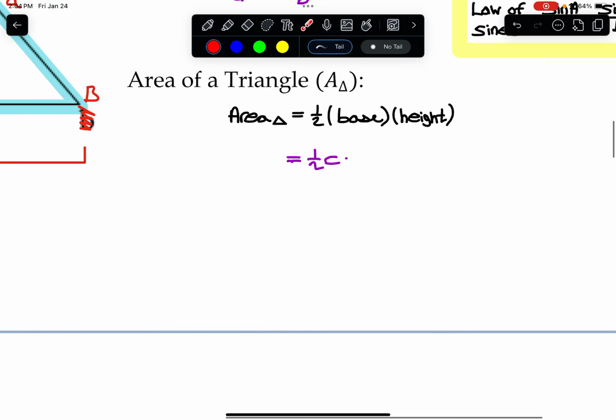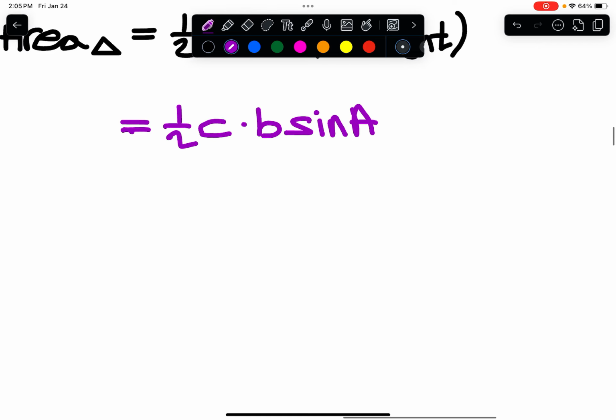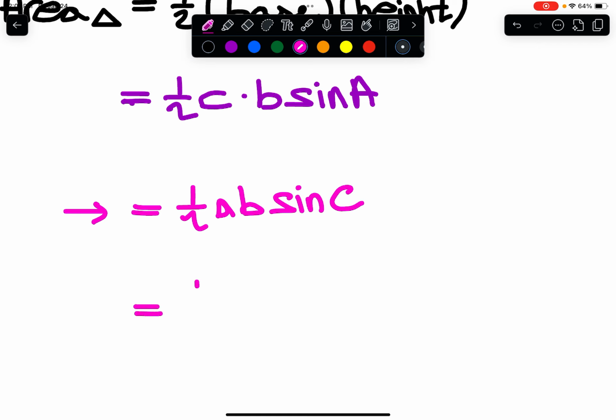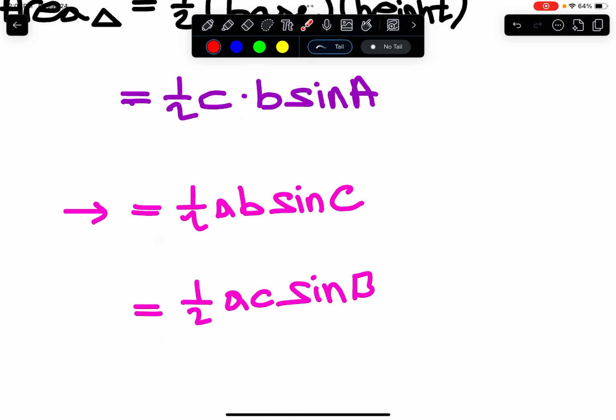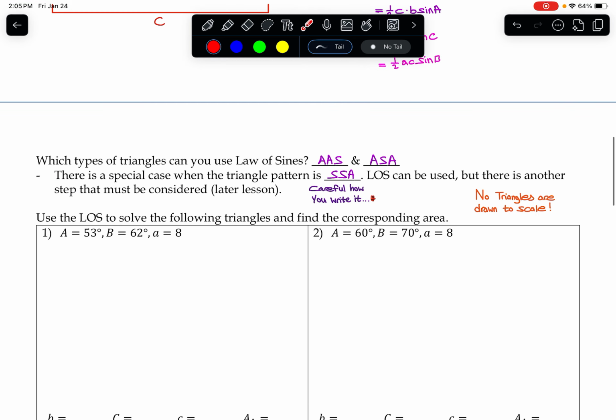So it doesn't really matter which one you do. So there's going to be different variations. So I'll do like B sine of A. But because there's multiple variations, this is only one way to write it. So you can actually rewrite the law of sines using a couple different other variations. So we can also do it as 1/2 AB sine C. And then we can also do AC sine B. So all three of these equations will work when you're finding the area of a triangle in regards to law of sines.